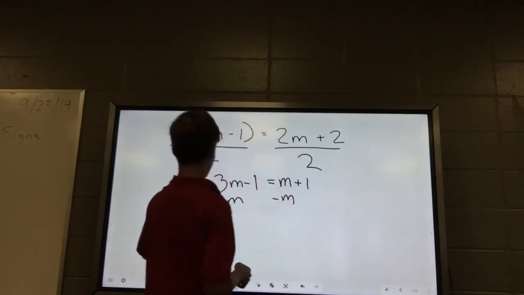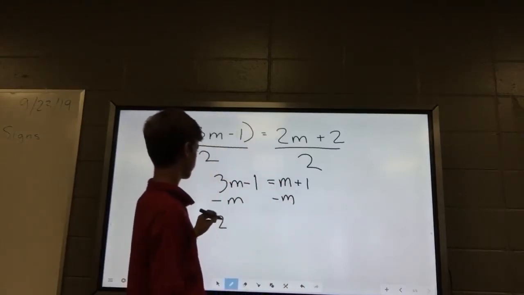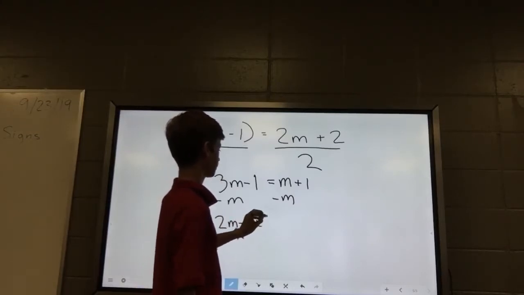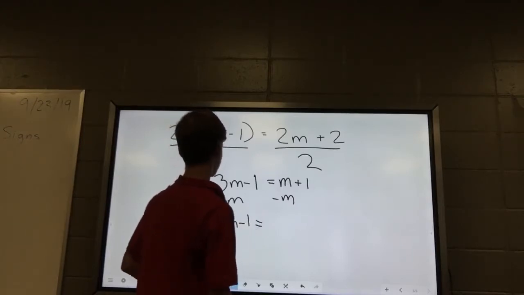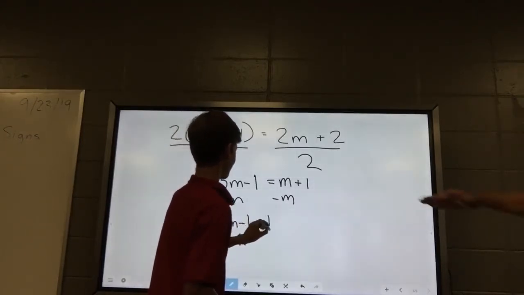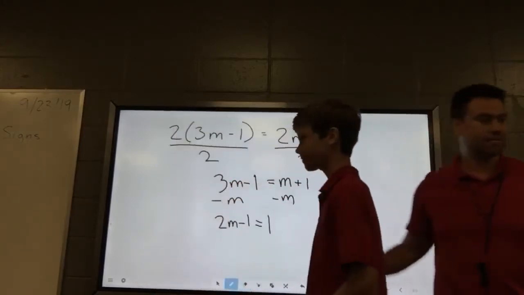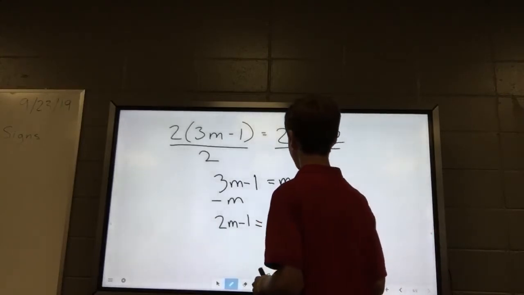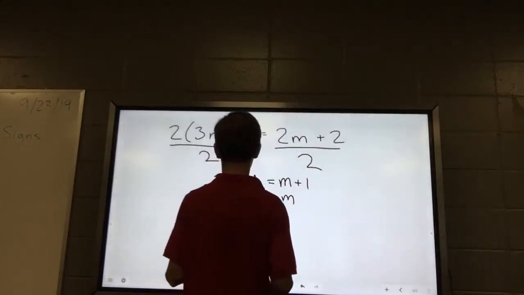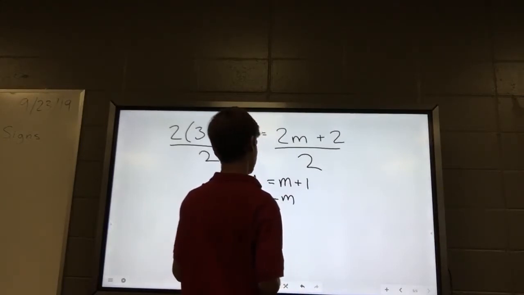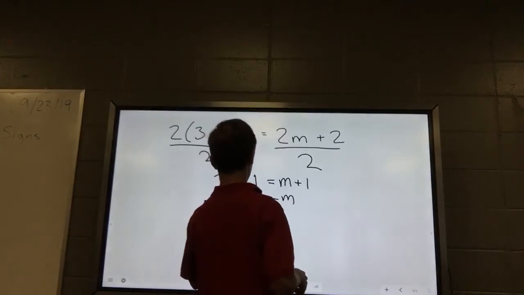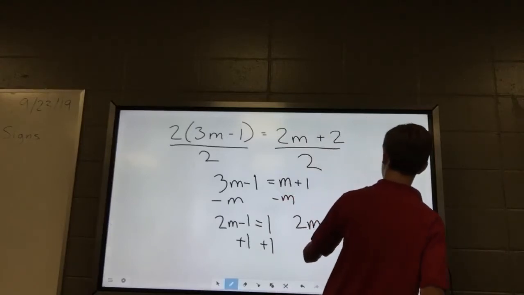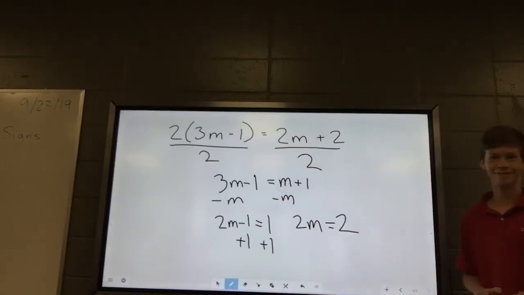All right, next one. Sophie, what property was applied next? The distributive? Or wait. So this step right here, he did something here. So what property is that? Subtraction property of equality. Okay, subtraction property of equality. Next property, Jack. Let's see what he does. You tell me if it's a property. All right, go ahead. Addition property of equality. Good, addition property of equality.